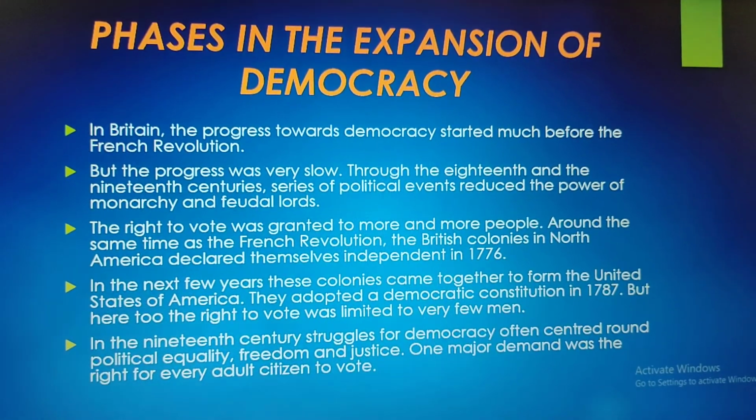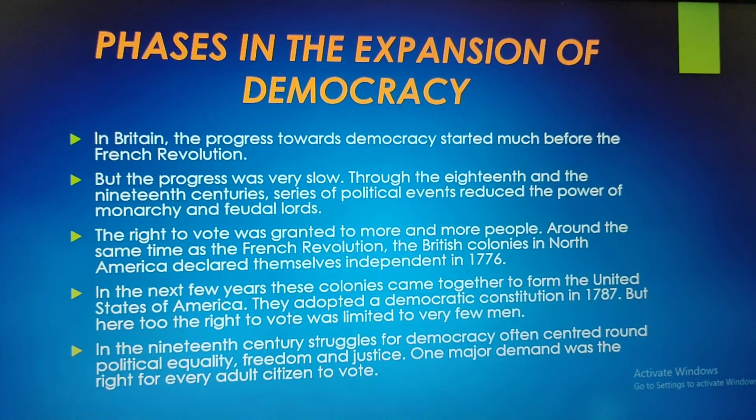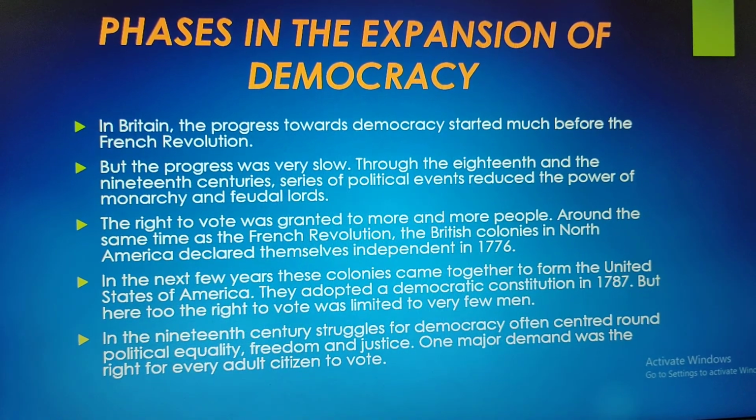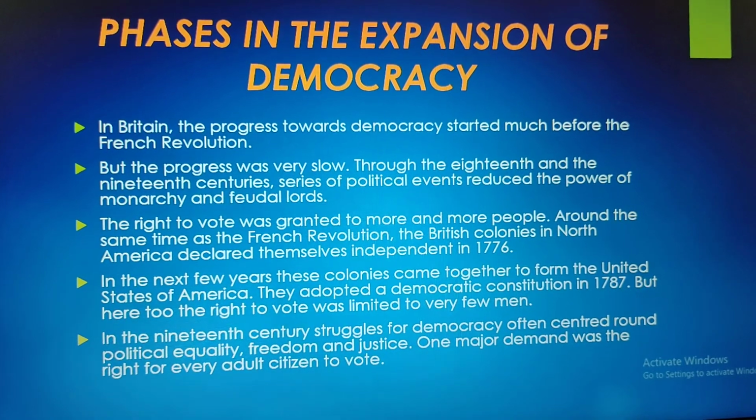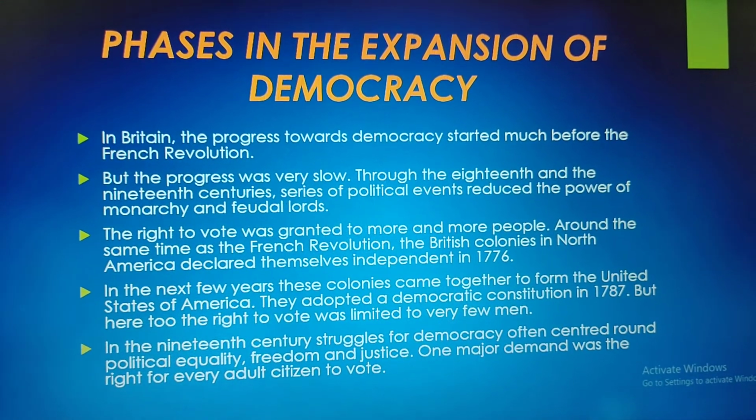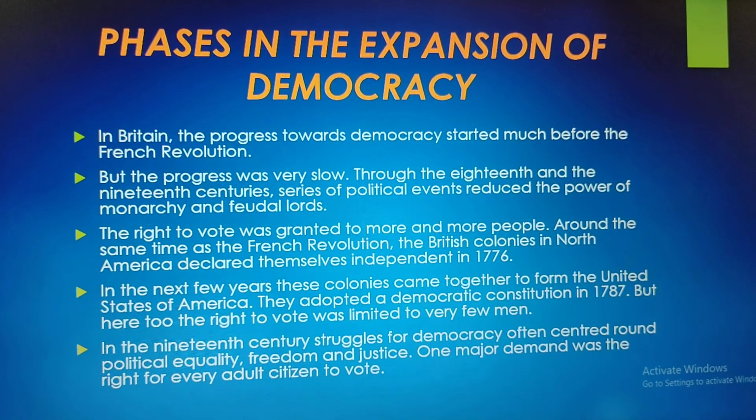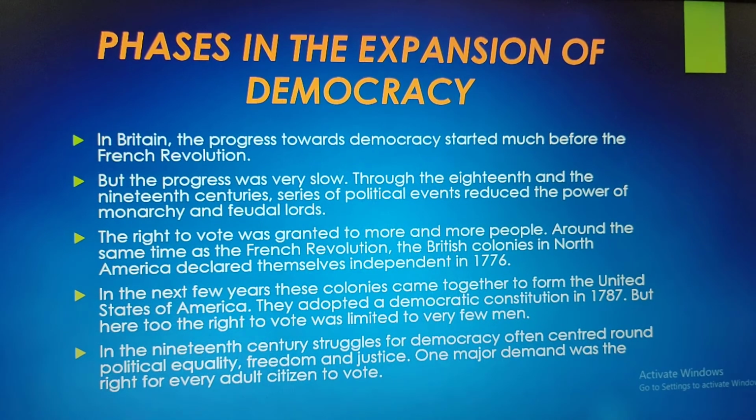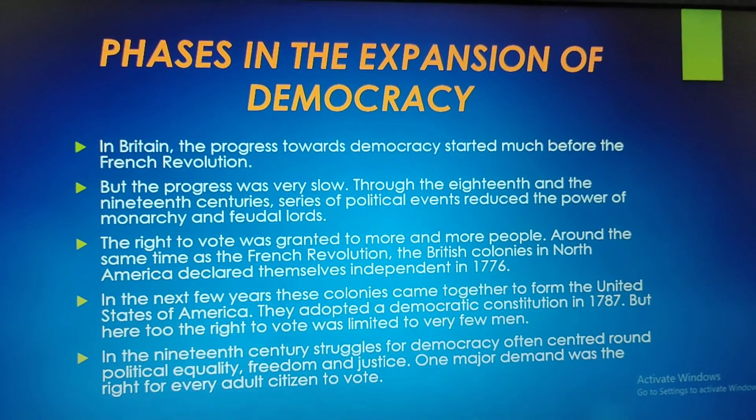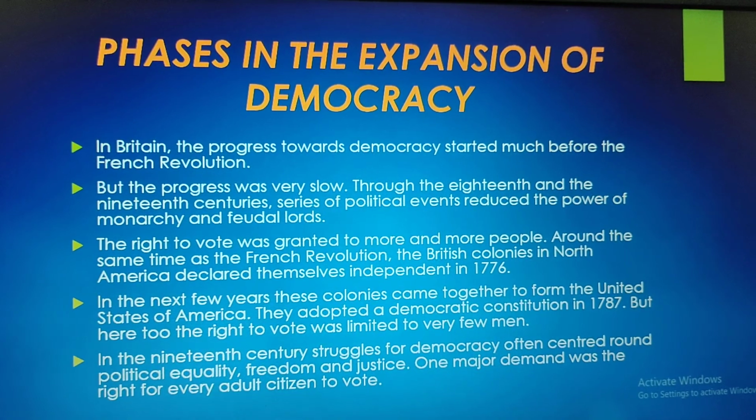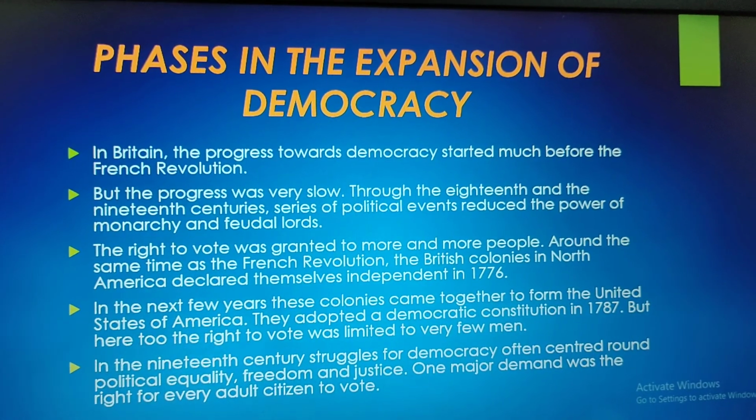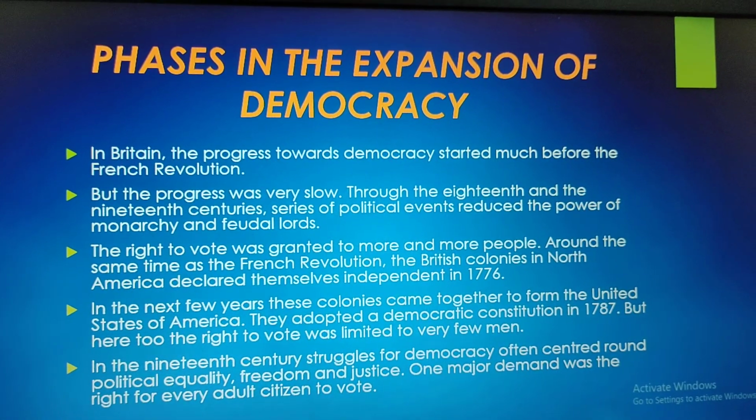In Britain, the progress towards democracy started much before the French Revolution. But the progress was very slow. Through the 18th and the 19th centuries, a series of political events reduced the power of monarchy and feudal dues. The right to vote was granted to more and more people.